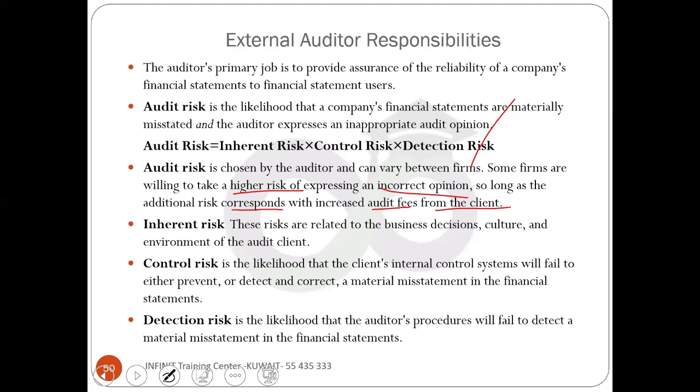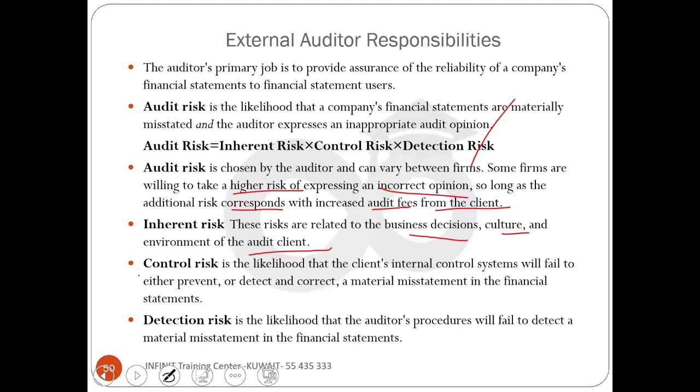So we can say there are three types of risk. One is inherent risk. These risks are related to business decisions, culture, and environment of the audit client. Inherent risk means that the company itself or this type of business itself inherently has a lot of risks. It is not easy to do a clean audit for such companies because of their culture, their business decisions, their environment. So inherently, there is some risk involved in it.